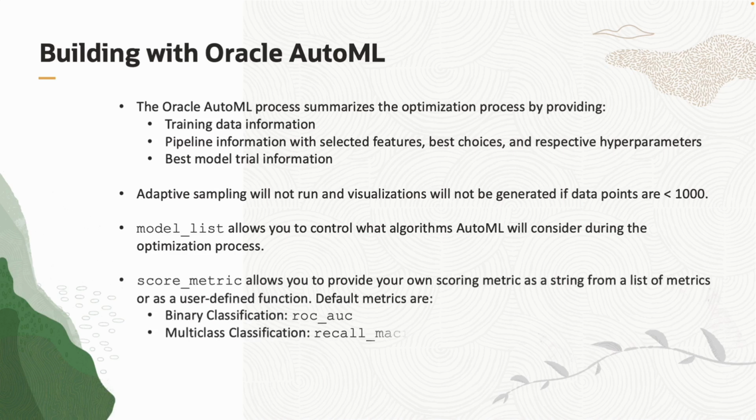Note that adaptive sampling will not run if there are fewer than 1,000 data points. Use model_list to control which algorithms AutoML will consider during optimization. You can also specify your own score metric from a list of metrics. The defaults are ROCAUC for binary classification, recall macro for multi-class classification, and negative mean squared error for regression.